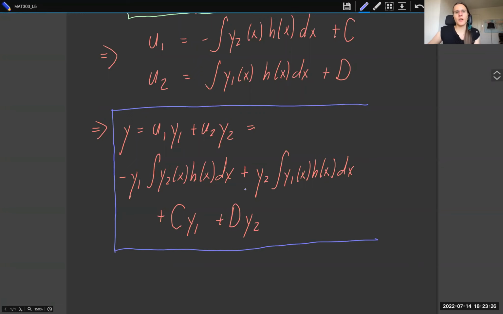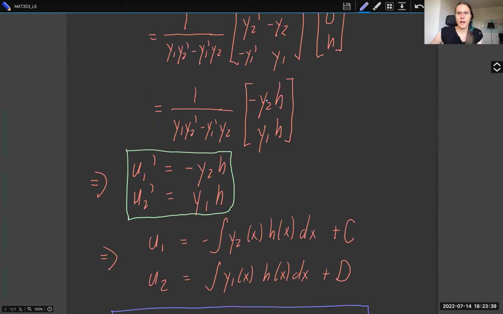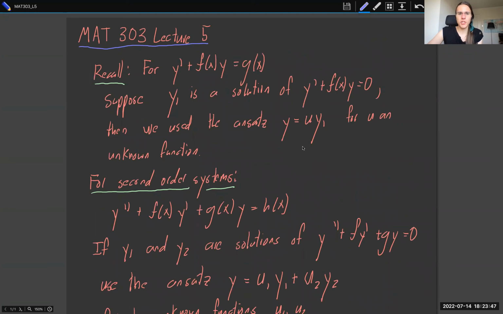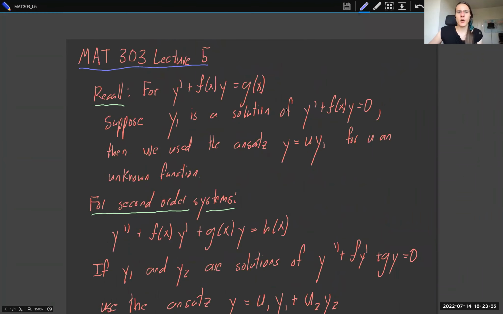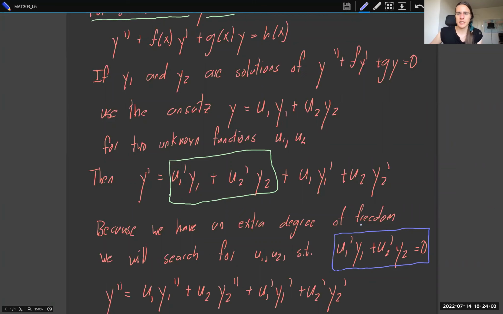And u1 and u2 are defined as to solve the system. So we're able to solve for u1 and u2 uniquely so long as we've chosen linearly independent y1 and y2. And so this gives you a process: if you know the solutions to the homogeneous equation, then you can find the general solution of the inhomogeneous equation. And the idea was, for first order systems, the second technique that we used was this ansatz, and we're just going to use a similar ansatz, except we're also going to impose an extra condition.